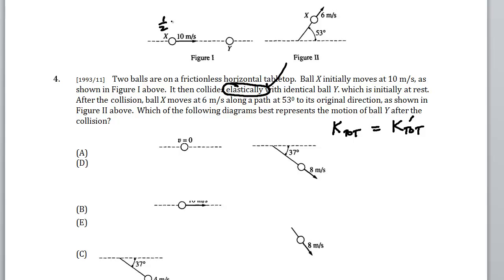So the total kinetic energy before is just 1/2. Now we don't know the mass, but these two balls are identical. So I'm just going to give them one mass unit of kilogram. And so beforehand, 1/2 times 1 times 10 squared ends up being 50 joules if we assume 1 kilogram, which I'm going to do.